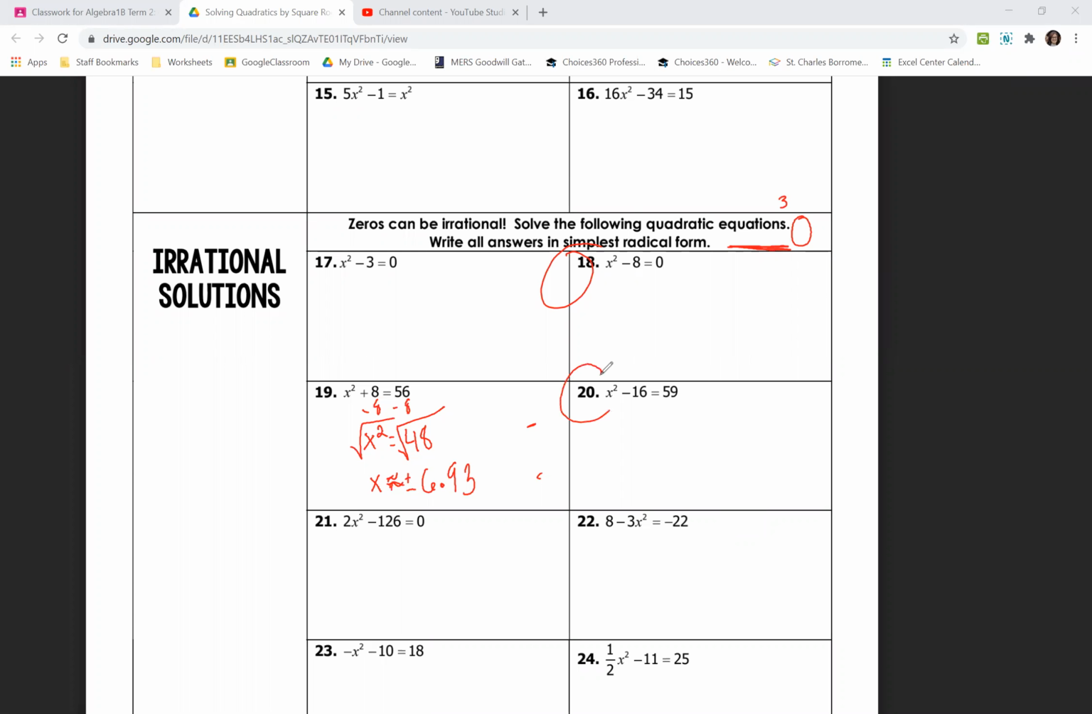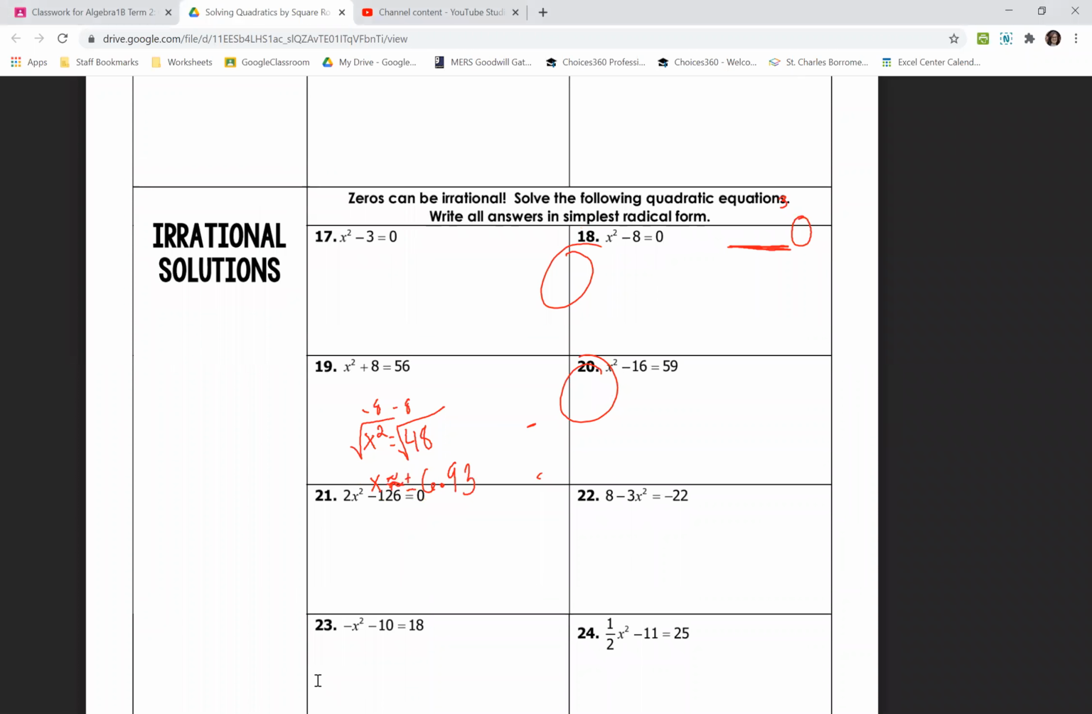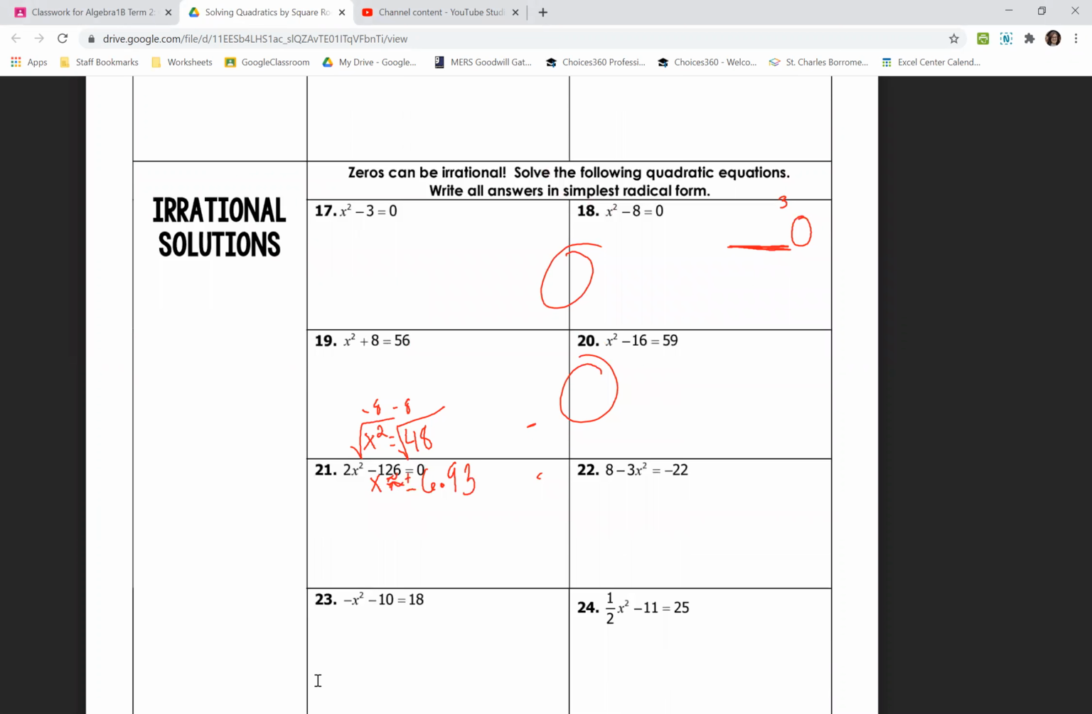Okay, I'm going to leave number 20 for you guys. And then I think that's just going to wrap it up. We'll skip number 21 through 24.